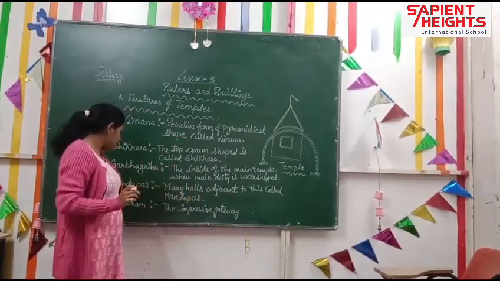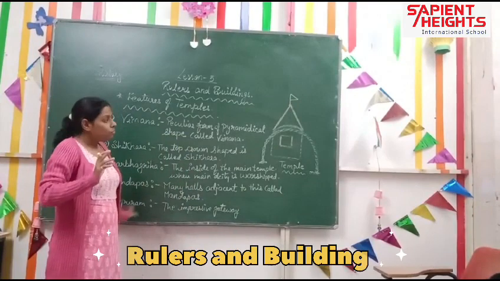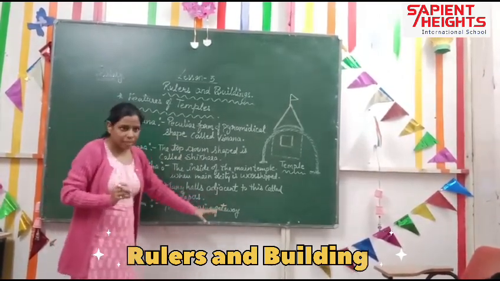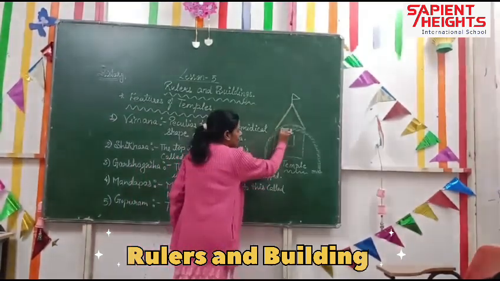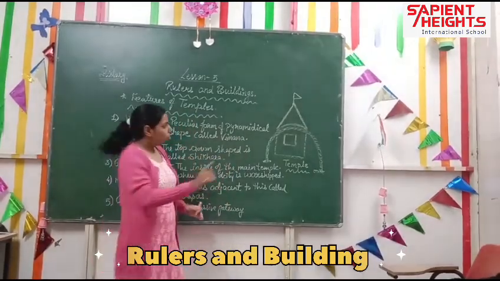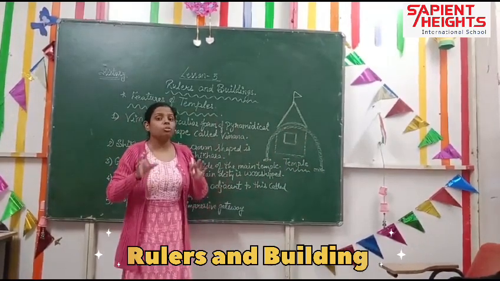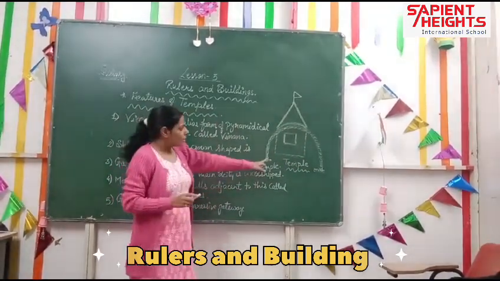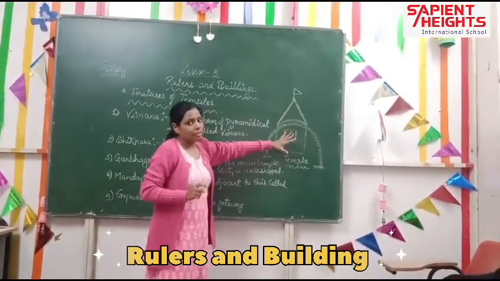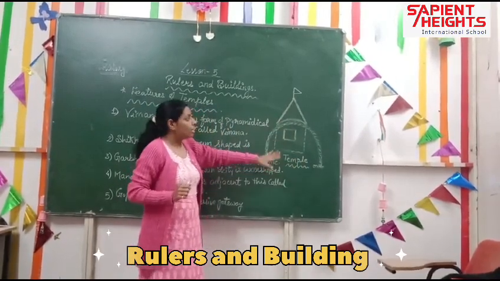Now, last but not the least, Gopura. Which part of the temple is known as Gopuram? It is very easy. It is the impressive gateway from where people get inside the temple. This main gate of the temple, the impressive gateway, is known as the Gopuram.